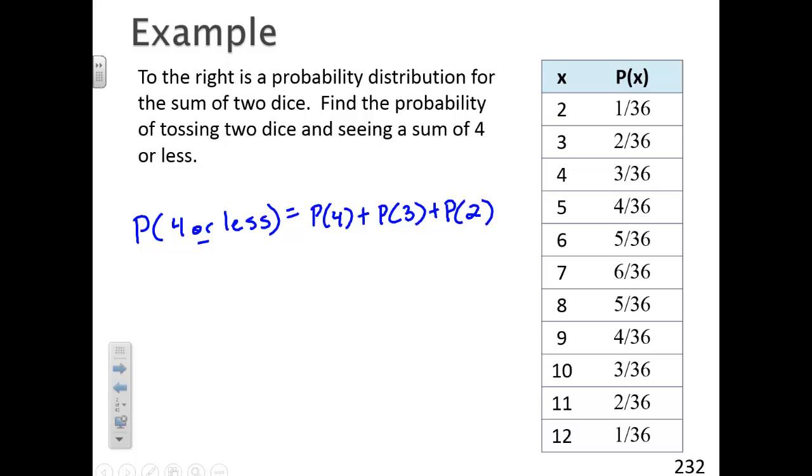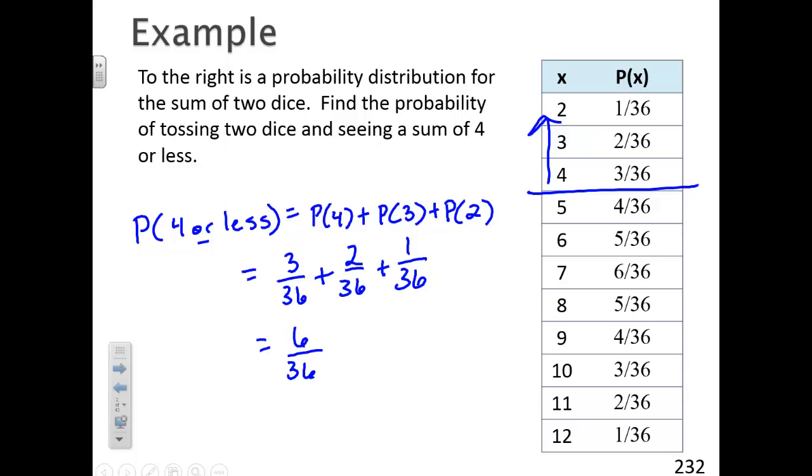Does our table go any lower? Here's 4 and less, so 2, 3, and 4. That means we'll add those values together, 3 over 36 plus 2 over 36 plus 1 over 36. And 3 plus 2 is 5, plus 1 is 6. So 6 over 36 reduces to 1/6.